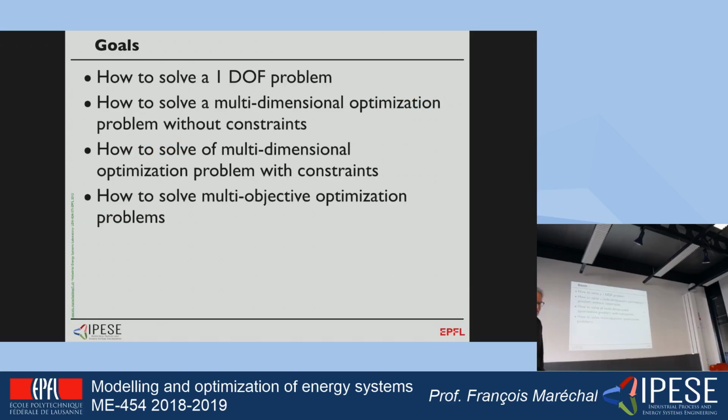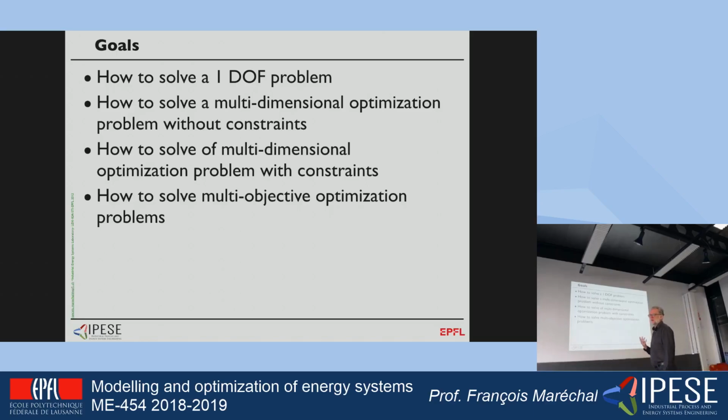So what I'm going to do is first discuss a little bit the type of problems that we can have, the one degree of freedom first. Then I'm also going to discuss the type of problems that we can have, to finally make a very short introduction of the mathematical methods that can be used to solve the optimization problem.